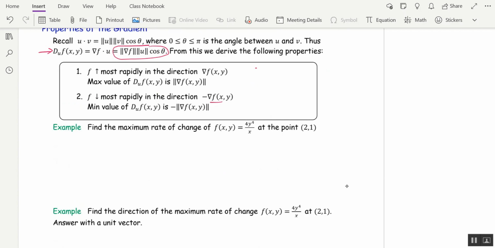Find the max rate of change of this function at (2, 1). So we want the length of the gradient at (2, 1). That will be our answer. So let's start with the gradient.